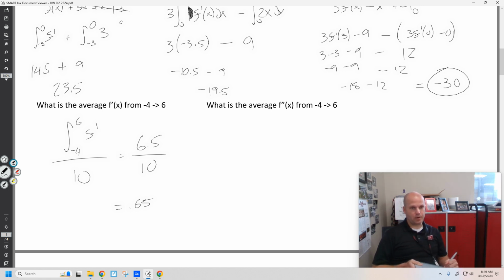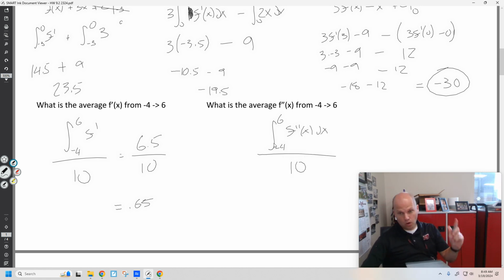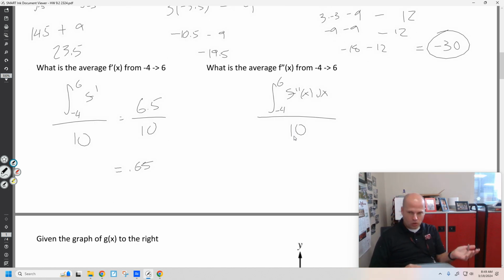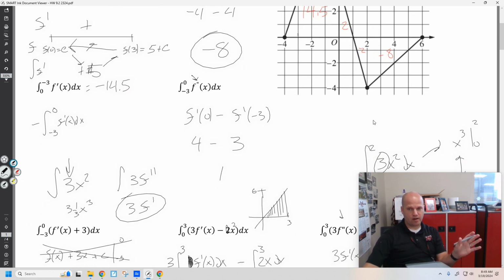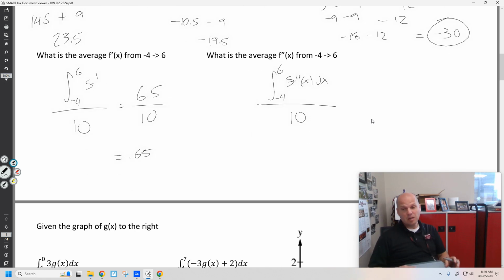What's the average f double prime? Well, to find an average, I could accumulate what I'm trying to find the average of from -4 to 6 and divide it by the interval. Using geometry doesn't help you here. I mean, you could graph f double prime. You actually can graph f double prime because you see the slopes of f prime. You could create a graph of f double prime and accumulate it, but it's actually easier if you just use an antiderivative.